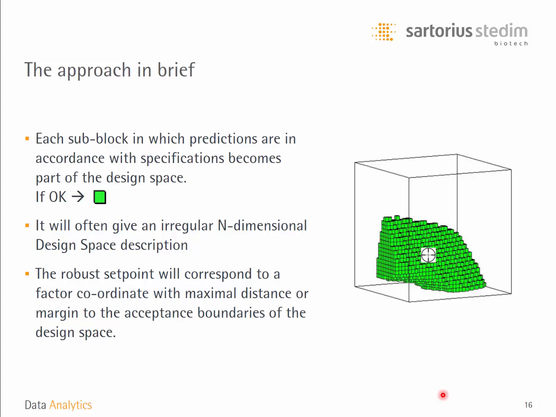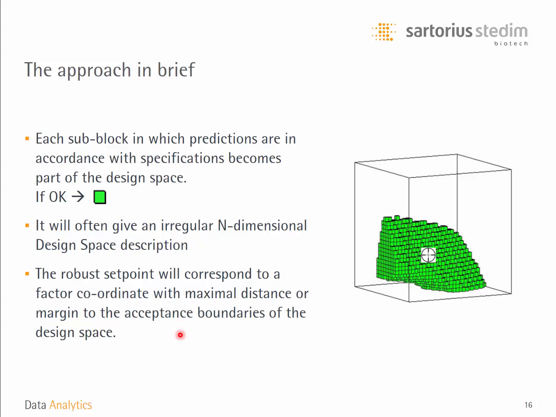And if we have a rather small fraction of predictions violating the specifications, often set at 1% risk, then if it is okay with a very low risk of failing to comply with the specifications, we assign a green color, and if it's not okay, it becomes, so to say, a red color. This approach will often give a very irregular multidimensional design space description, but we can have a full account of it and plot it following some tools that are available in the Model software.